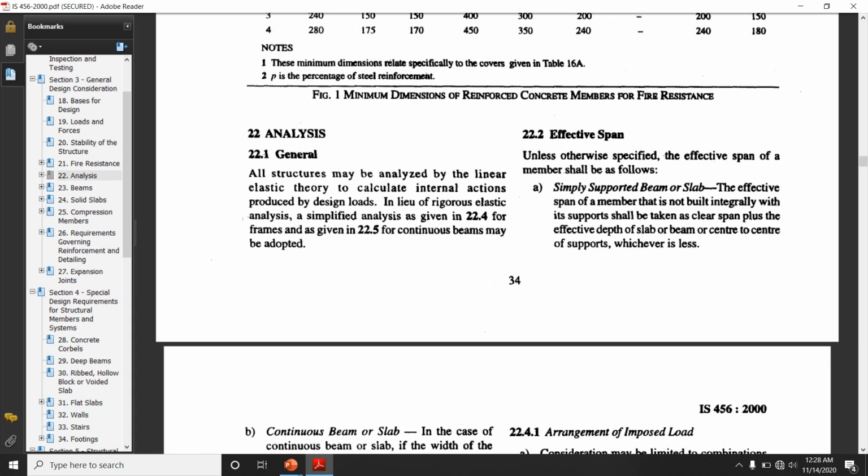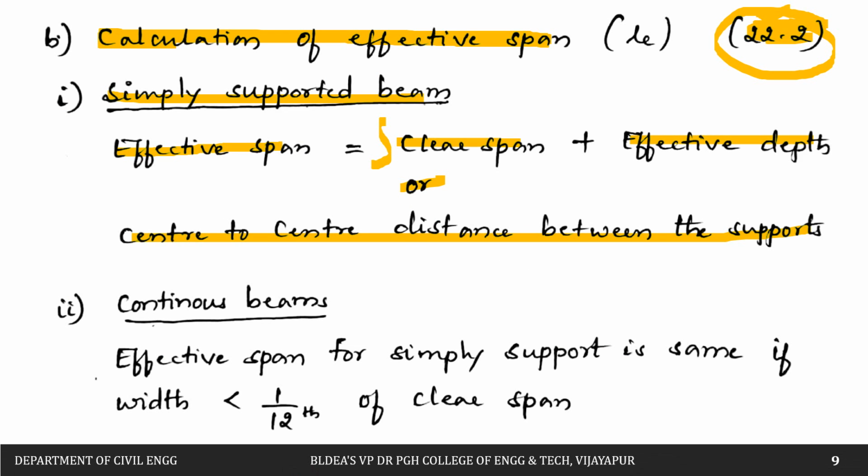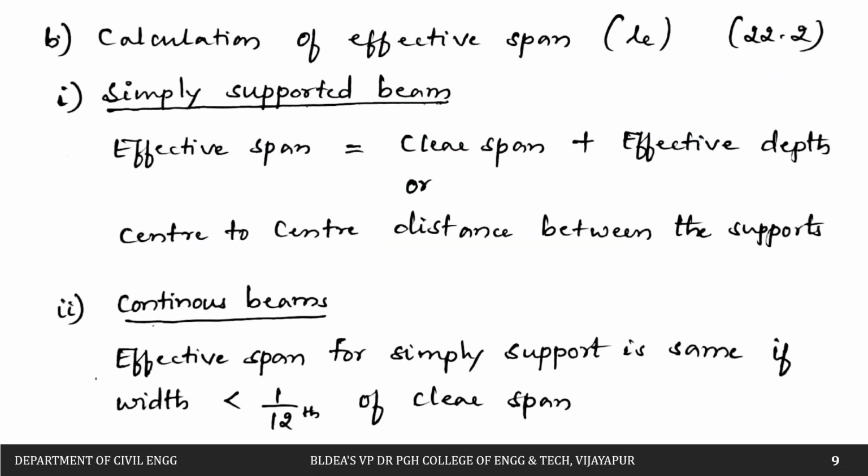For a simply supported beam, it is given as: the effective span of the member that is not built integrally with its support shall be taken as clear span plus effective depth of the slab or beam, or center to center distance of the supports, whichever is less. So the least of either of these will be the effective span for a simply supported beam. When we have a continuous beam, the effective span is the same as for a simply supported one if the width of the support is less than 1/12 of the clear span.